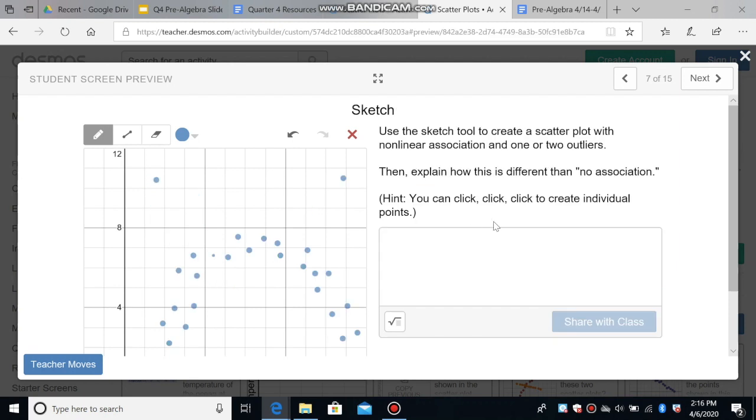Your graph could look a lot of different ways. This is just one example of what it might look like. So if I look, I see this pattern, this arc. So I have some sort of association, but it is not linear. It does not have a line. These two points that are a far distance away from the rest, those are my outliers. So this is different from no association because in no association, there is no pattern, so to speak, that would fit.